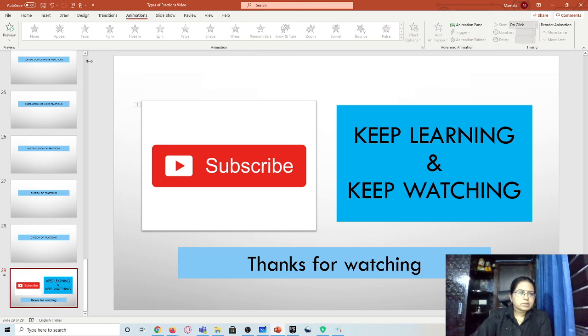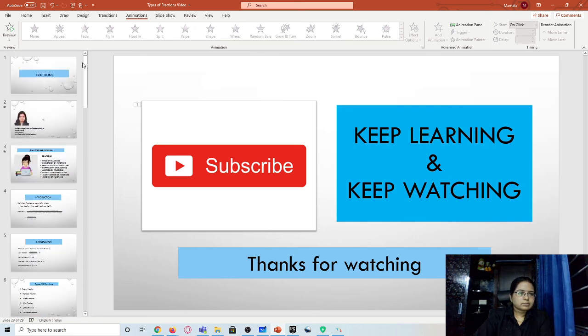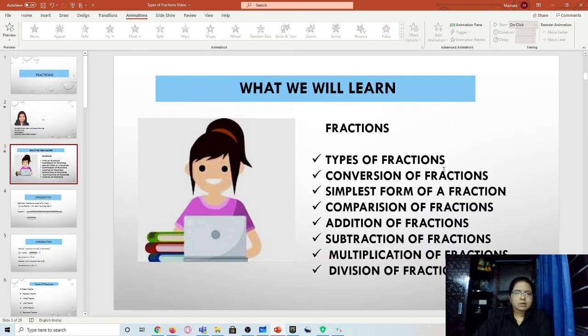Now all topics are covered. Types of fractions done. Conversion of fractions done. Then simplest form of a fraction done. Comparison of fractions done. Addition of fractions done. Subtraction of fractions, multiplication of fractions and division of fractions done.